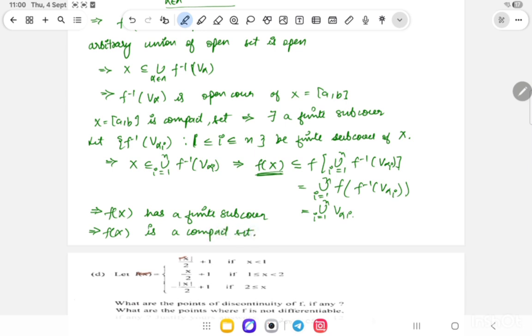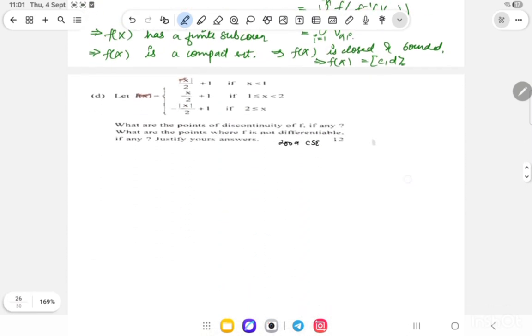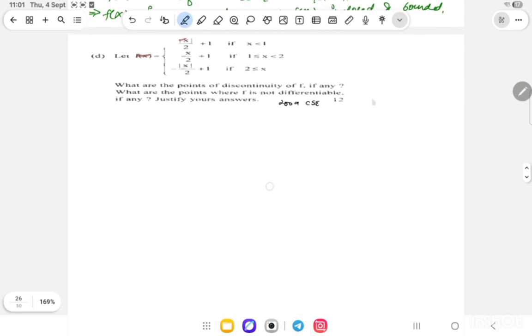set. So f(X) is closed and bounded, because in the reals a compact set is closed and bounded, so f(X) will be of some form like [c, d]. So this is what we are supposed to prove in this question. So let's move on to the next question.